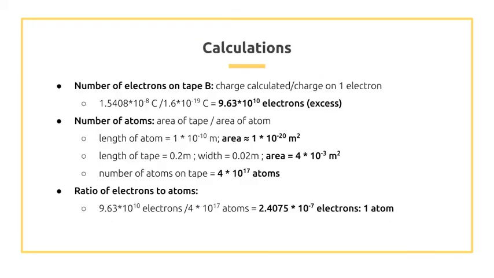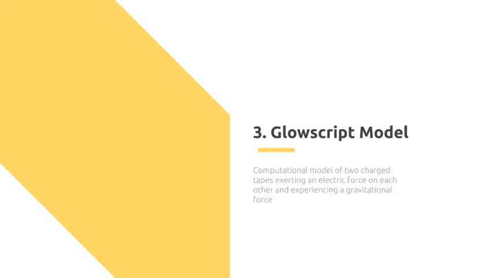Next, I calculated the number of electrons on tape B by dividing the charge I just found by the absolute value of the charge on one electron. Then, I moved to the number of atoms on the tape. I began by calculating the area of the tape and the area of an atom so that I could divide these numbers to get an approximate number of atoms on the tape. To get the ratio of electrons to atoms, I divided the number of excess electrons by the total number of atoms found.